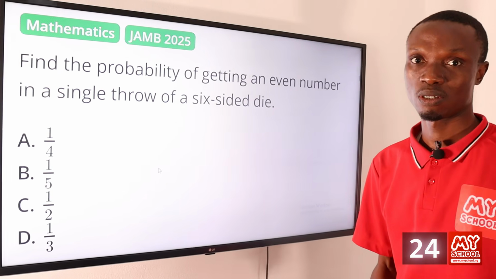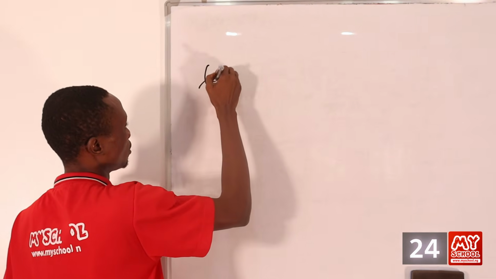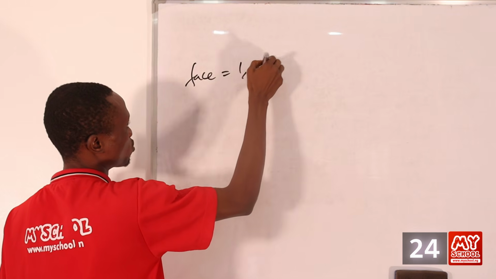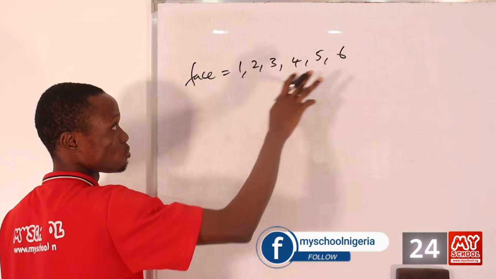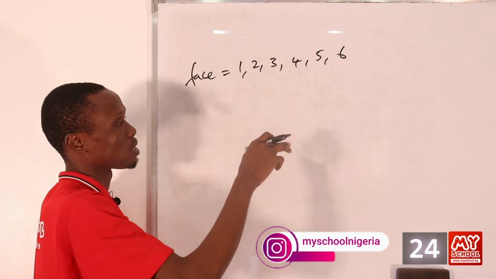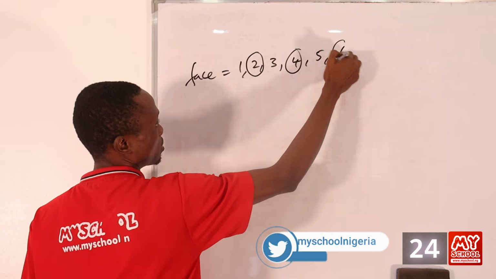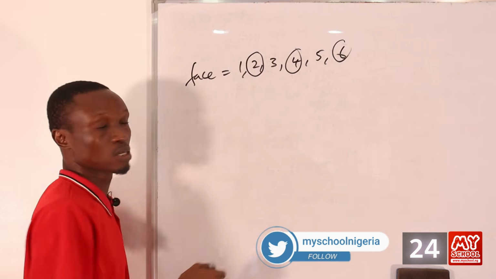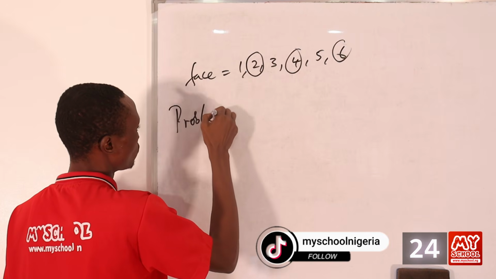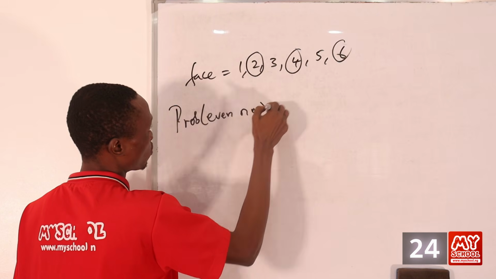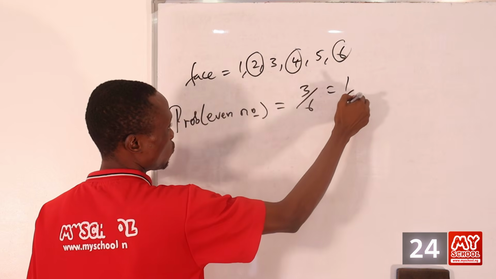So let's move over to the board to provide an answer to this question. The faces of a die: we have 1, 2, 3, 4, 5, 6. So here the total outcome is equal to 6. Then let's pick out the numbers here that are even, which are 2, 4, and 6. The probability of picking an even number will be equal to 3 over 6, and that will be equal to 1/2.